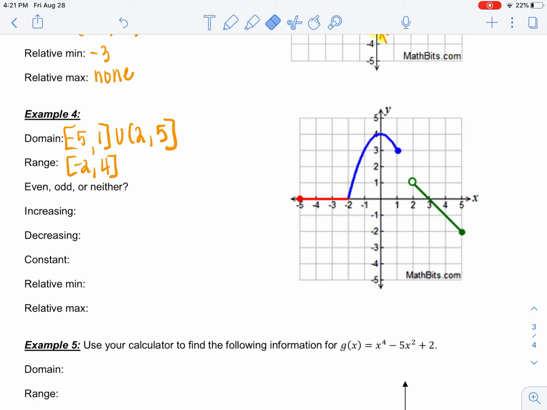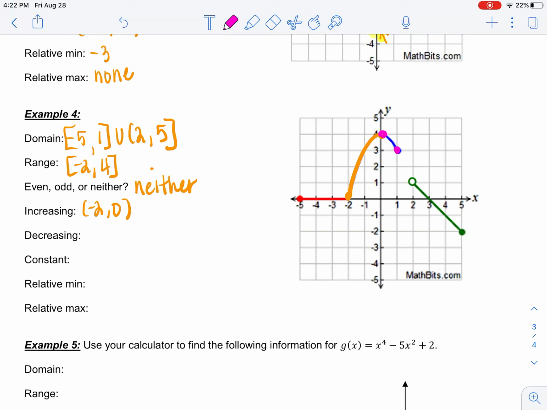Okay, even, odd, or neither, there's absolutely no symmetry to this, specifically no symmetry over the y-axis, and there's no symmetry about the origin. So this, once again, is neither. Where is it increasing? So increasing from here to here. That's -2 to 0. And that's the only place it's increasing.